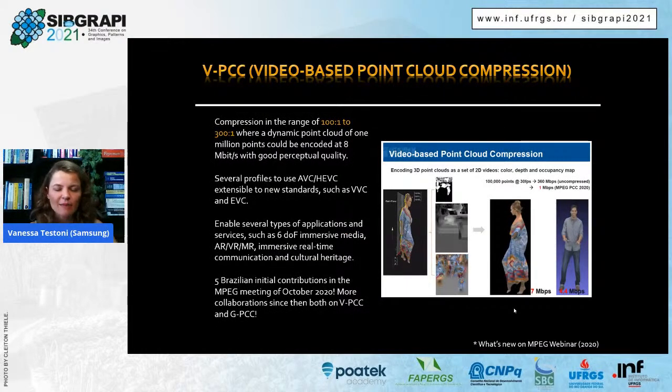The compression that can be achieved right now is already impressive, 100 times to 300 times. And this is how it is encoded. The 3D point clouds are actually encoded as a set of 2D videos. So there is this projection phase. That's why you can actually use any codec that you want inside of it. So you can apply HEVC, AVC, or even VVC or EVC, any codec that you want. So this standard, as I said, was finalized last year. So there is a lot of expectation for its adoption soon. It can, of course, provide several immersive experiences, 6DoF, everything. And we were able to start our contributions in October last year. And several Brazilians have been working even today and making contributions for other areas of the PCC. Not only the VPCC, but also the GPCC.